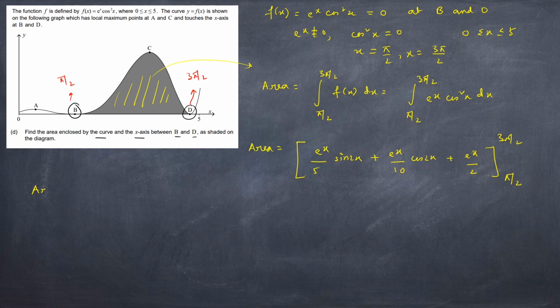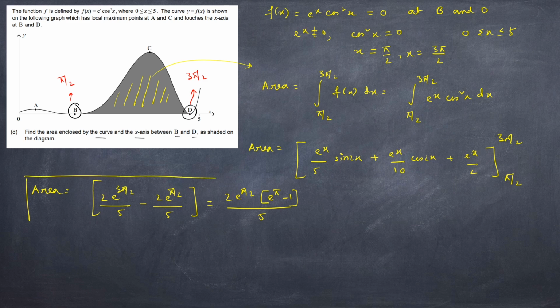So the area will be 2 e to the power 3 pi by 2 divided by 5 minus 2 e to the power pi by 2 divided by 5, which equals, taking common 2 e to the power pi by 2, 2 e to the power pi by 2 minus third bracket e to the power pi minus 1 divided by 5. So this we just need to remember. We are just taking the common factor, and the answer is e to the power pi minus 1 divided by 5. So this is the area.